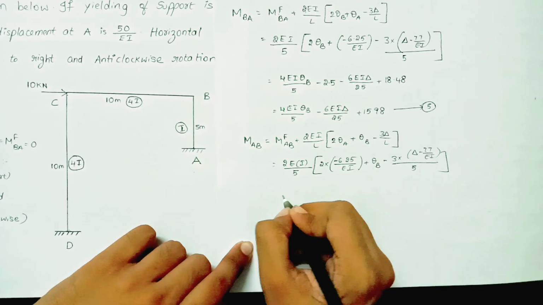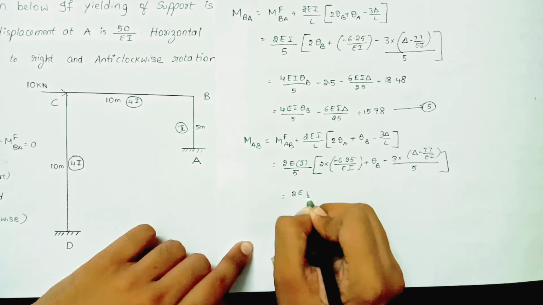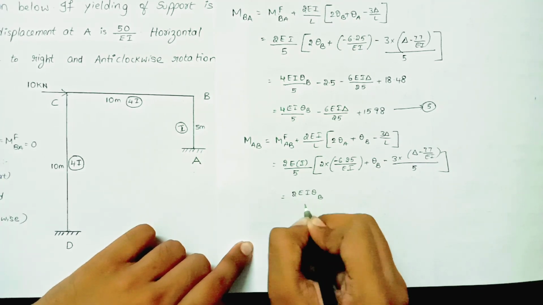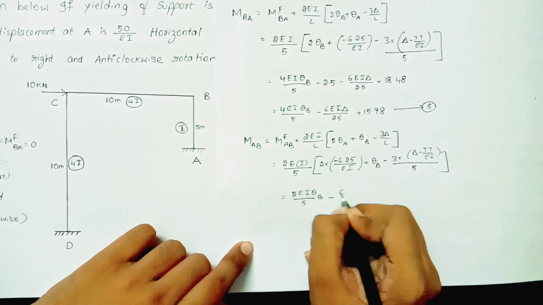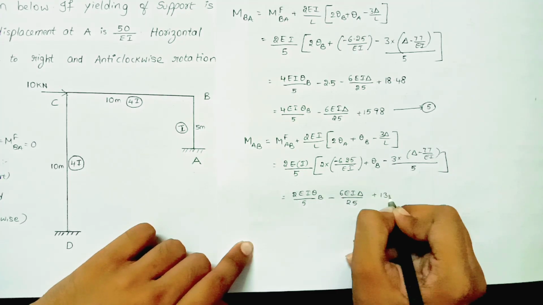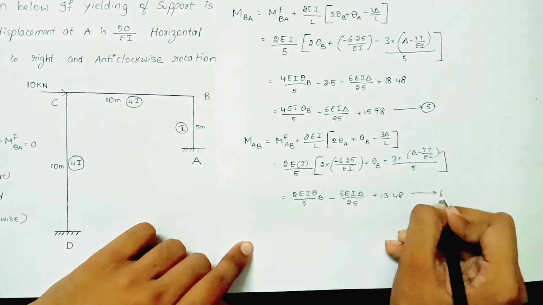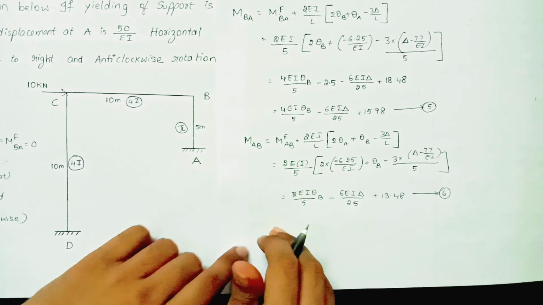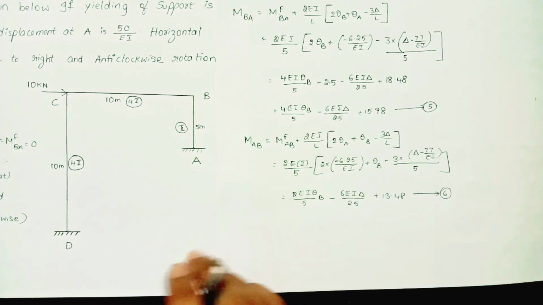So on further simplifying this, you will get the value of 2 EI theta B by 5 minus 6 EI delta by 25 plus 13.48. I am taking this equation as 6. So with this calculation we have completed step 2.